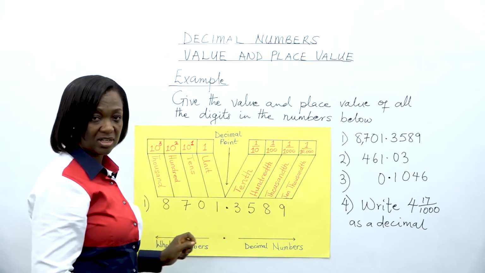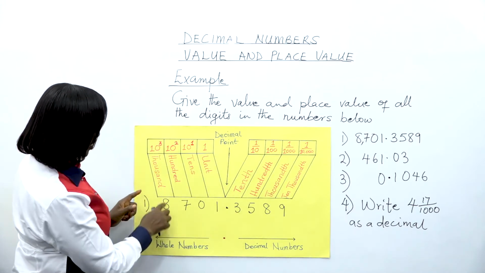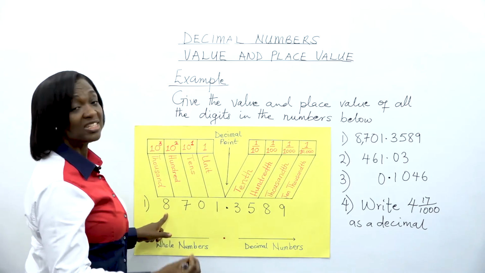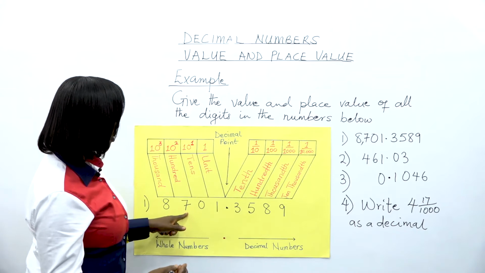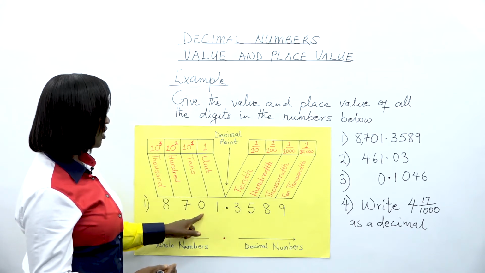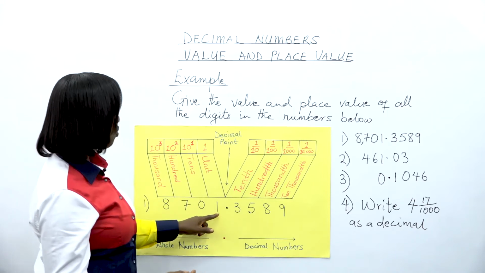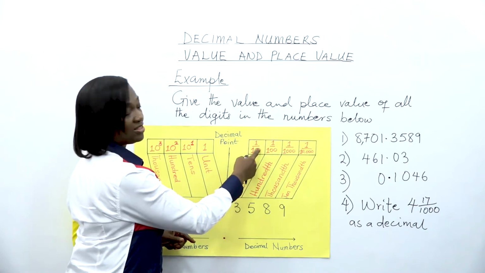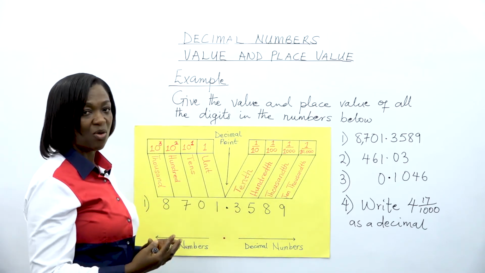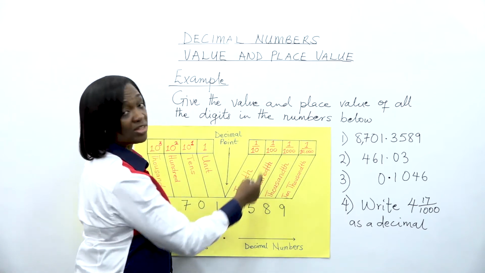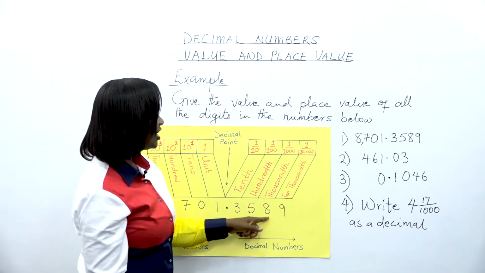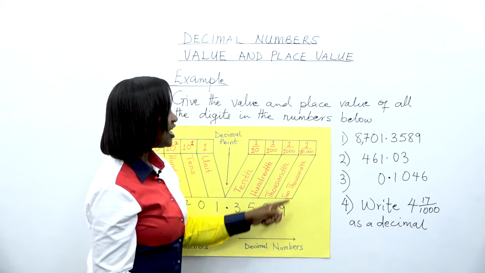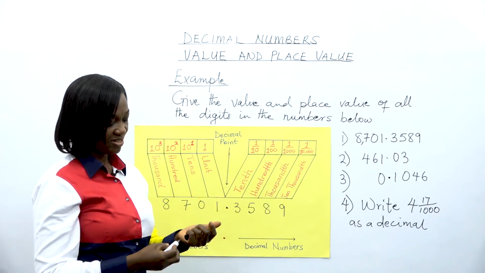But the values of these digits will be different. So the value of the 8 is actually worth 8,000. The 7 is worth 7 hundredths. The 0 is worth 010 or 0. The 1 is worth 1 unit. The value of the 3 is 3/10. So it's 3 out of 10, less than 1. The value of the 5 is 5 out of 100. The value of the 8 is 8 out of 1,000. That's a very small number. And the value of the 9 is 9 out of 10,000.